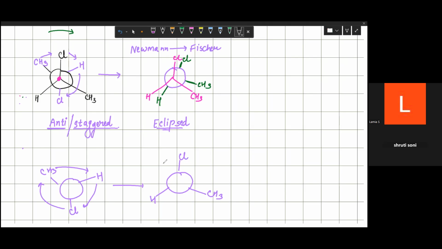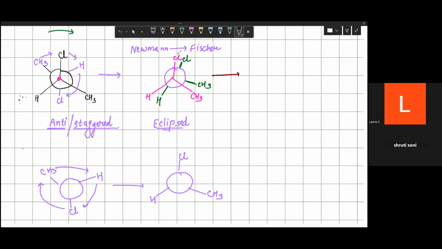To make it less... what is it called? I don't know the word. To convert this into fission. So after the eclipsed form, now I'm converting this into the fissure directly.